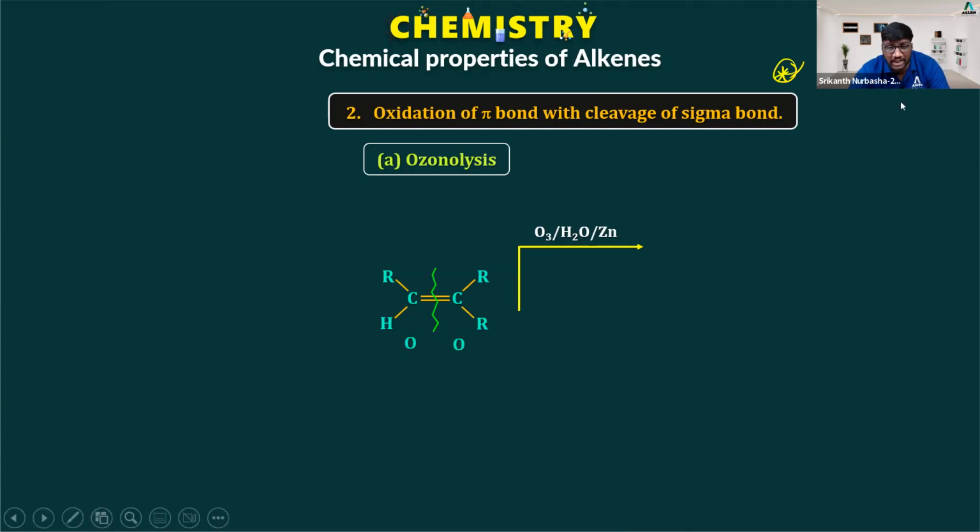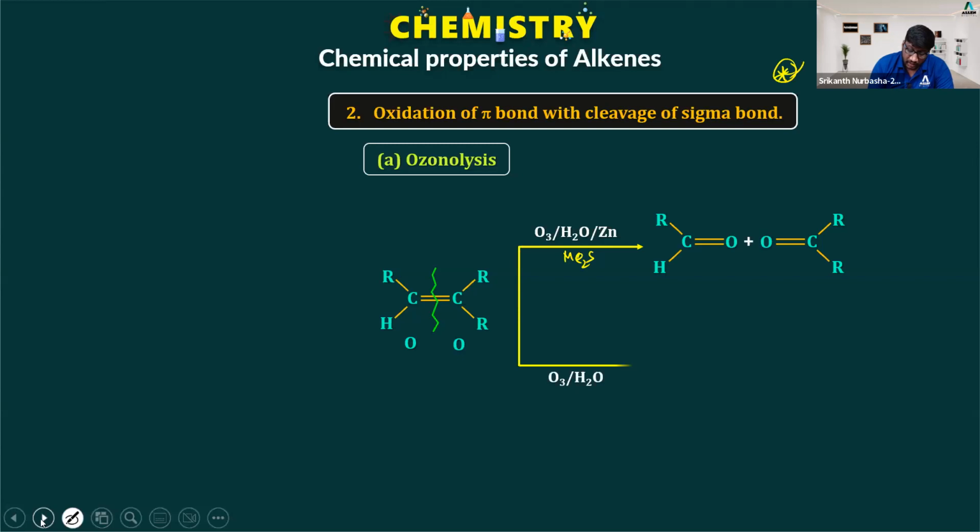Ozonolysis is actually classified in two types: reductive ozonolysis and oxidative ozonolysis. Reductive ozonolysis means you take ozone in the presence of zinc and water, or H2O2, or Me2S, dimethyl sulfide. If you want to do oxidative ozonolysis, you have to take just O3, ozone, in the presence of water. The first one is reductive ozonolysis, and the second one is oxidative ozonolysis.